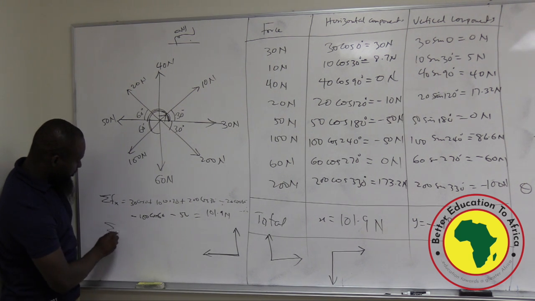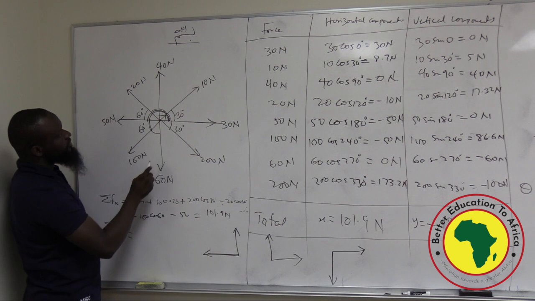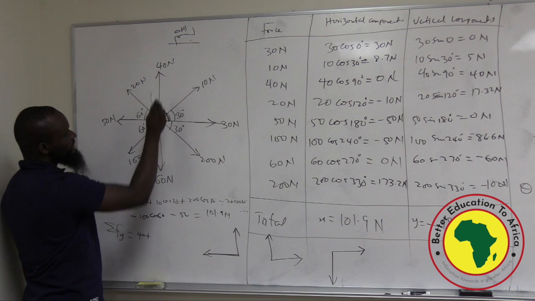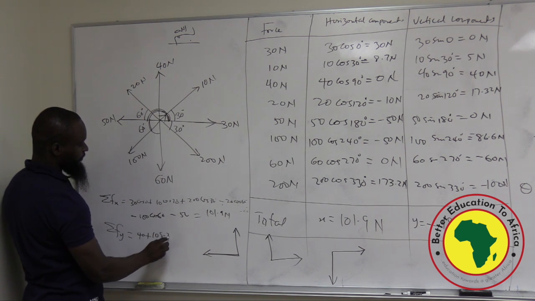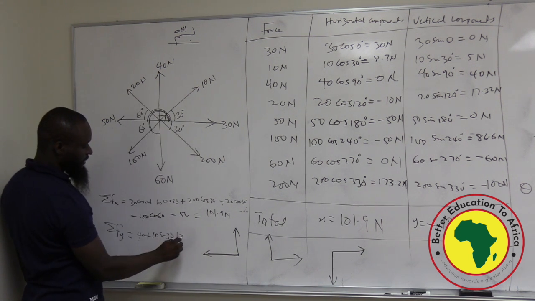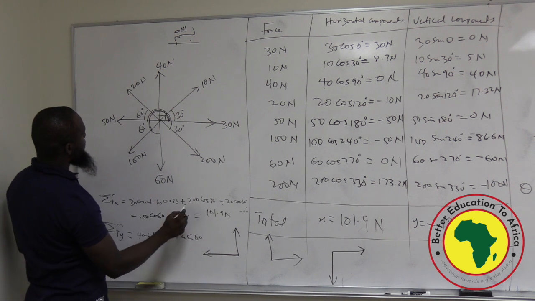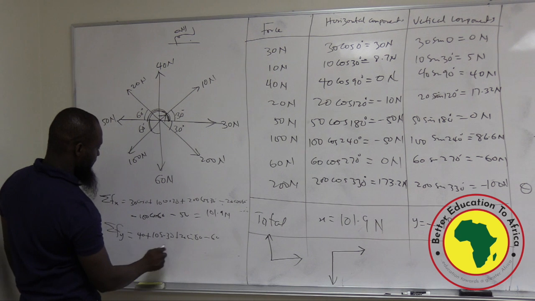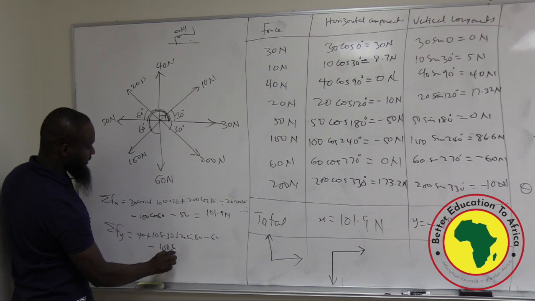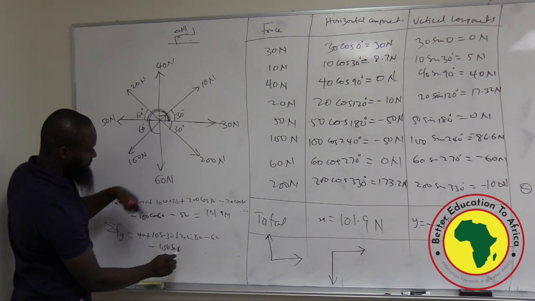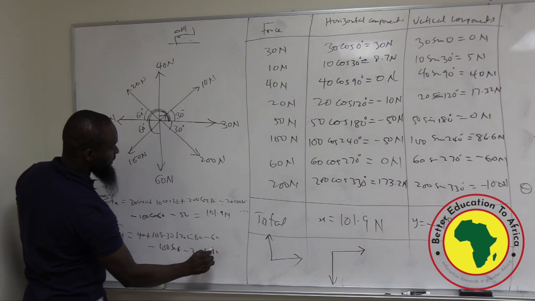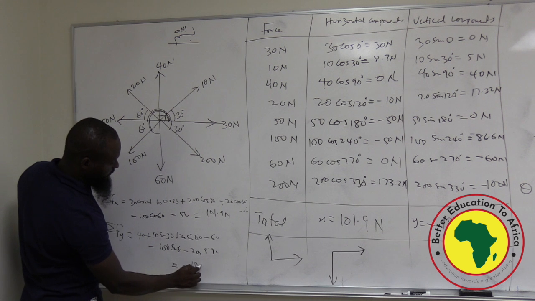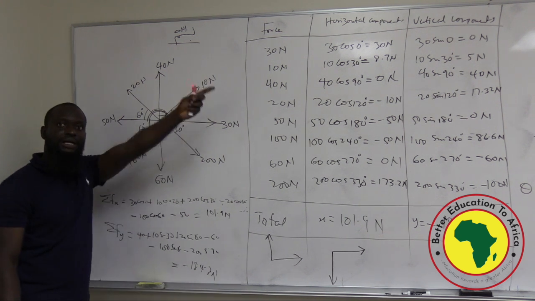Then I talk about my summation of y forces. So I start with the y force 40 plus 10 sine 30 plus 20 sine 60 minus 60, because 60 is going down, and then minus 100 sine 60, this one here, minus 200 sine 30, this one here. When I sum all this up, I will get minus 184.3, and then I go back there.